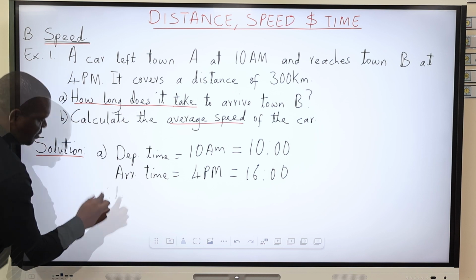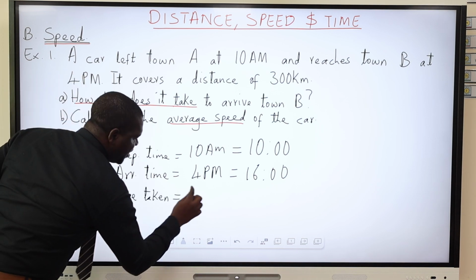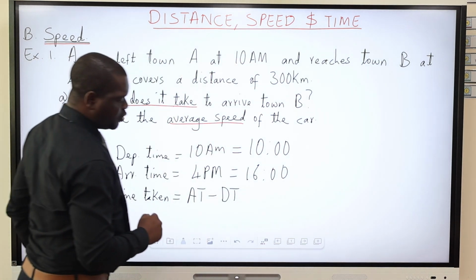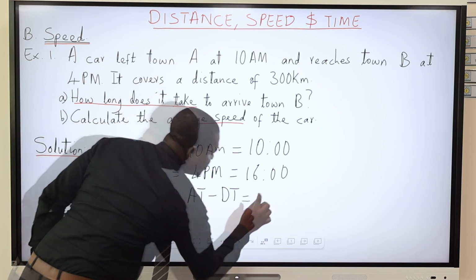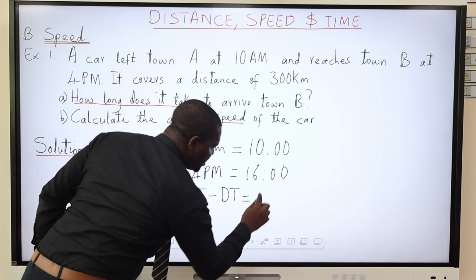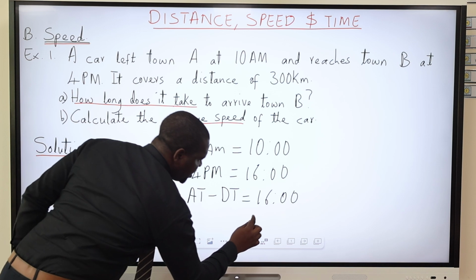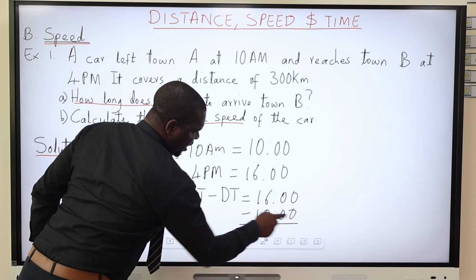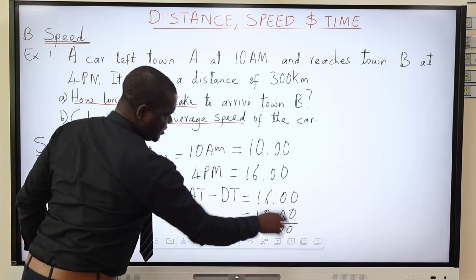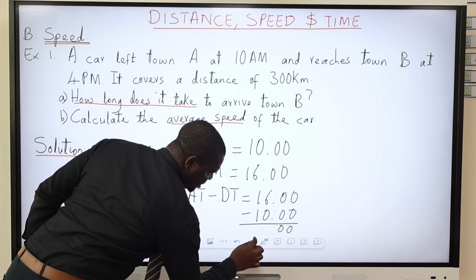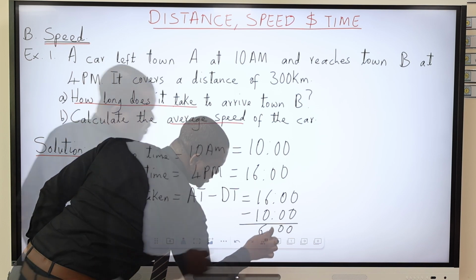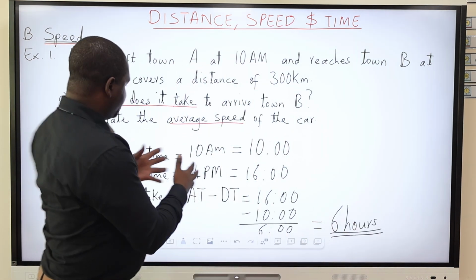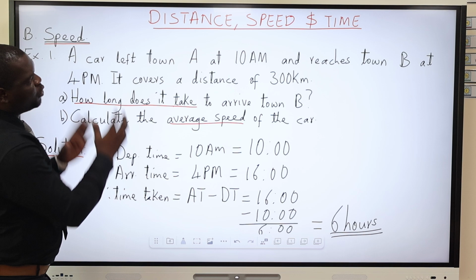And to find the time taken, we take arrival time minus departure time. If you put it across, it may be difficult to subtract, so we put it vertically. Our arrival time here is 16 hours, and the departure time is 10 hours of the day. If we subtract here, 0 minus 0, we have 0. These are minutes, and for the hours, 16 hours minus 10 hours is going to give us 6 hours. So our time will be equal to 6 hours. So this is what we have for A. Now let's go to B.